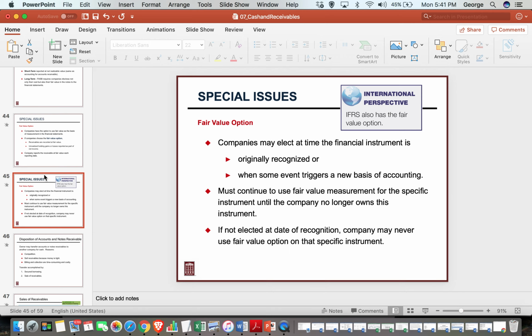All right, so that's all I have on notes. So a couple more special things. But I'm sorry, this is not really IFRS. The fair value option, though, is in congruence with IFRS.